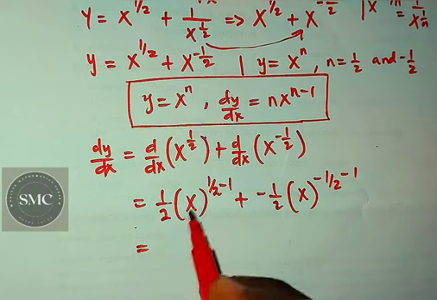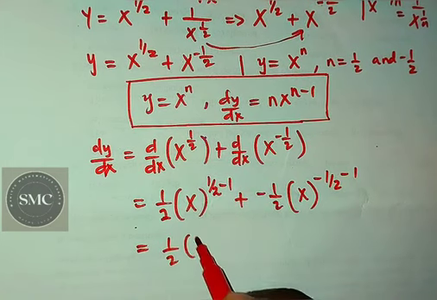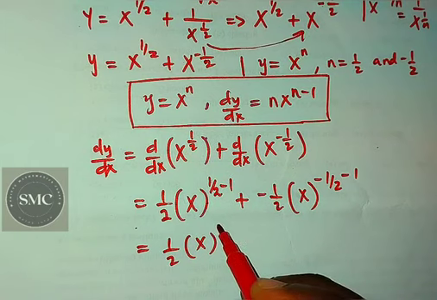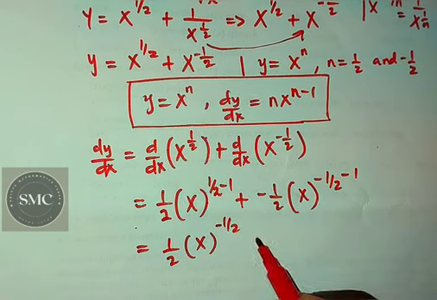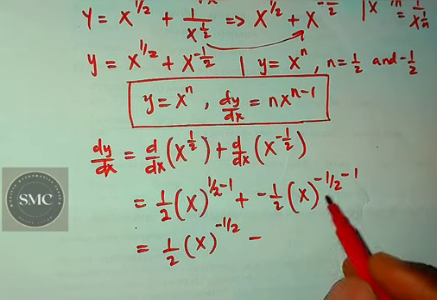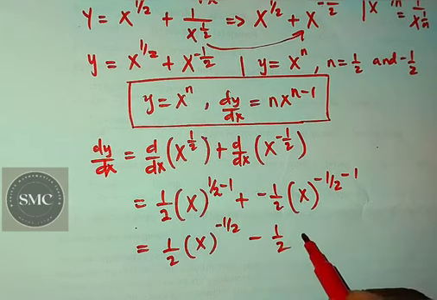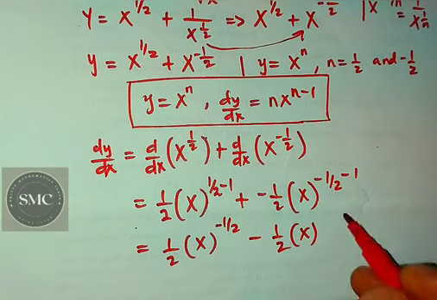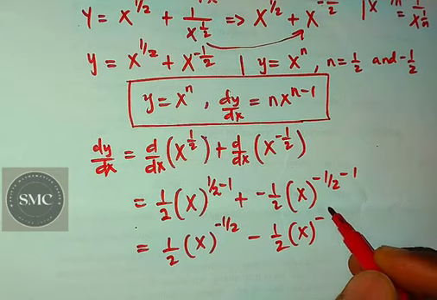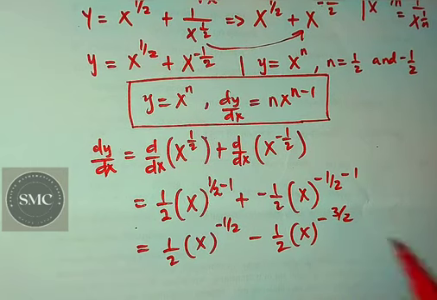So now we are going to have 1 over 2, then x to the power half minus 1, that's going to be minus half. Then minus times plus, or plus times minus, we are going to have minus, and this is going to be 1 over 2, x to the power minus 3 over 2.